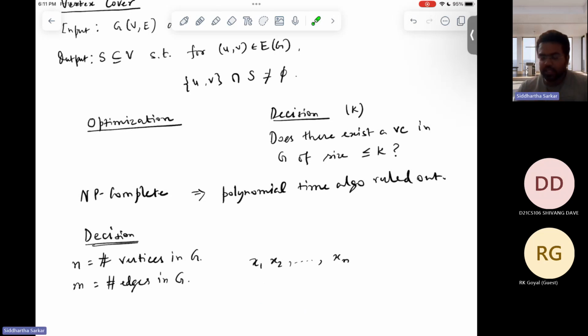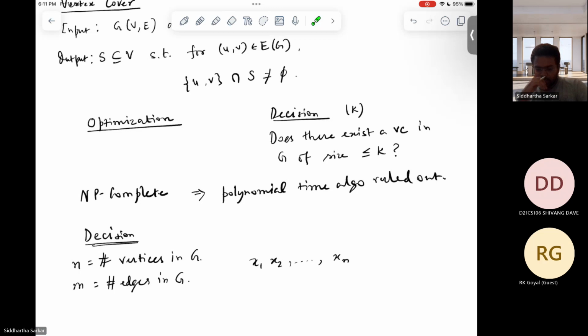So basically, you are taking a subset of the vertices, and then you are checking whether this subset forms a vertex cover or not by simply going through every edge. And for every edge, you are asking whether one of its endpoints is in the set of vertices that you have chosen.